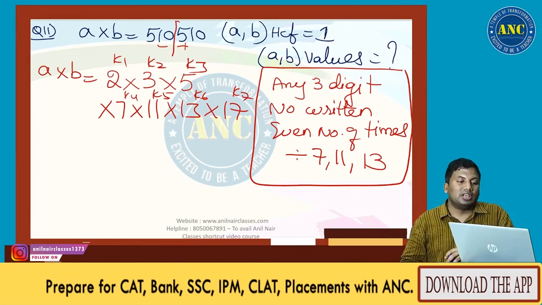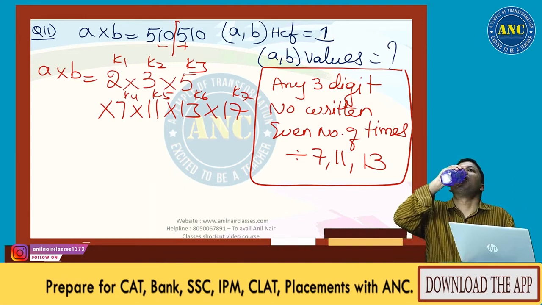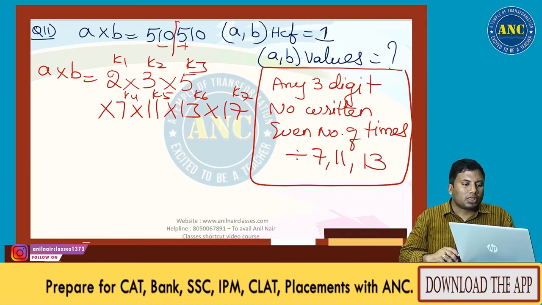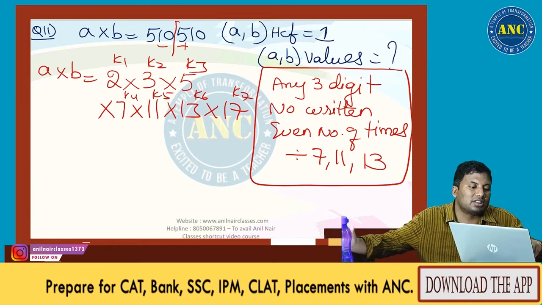Divisibility rule of 3: the sum of the digits should be divisible by 3. Any 3-digit number written an even number of times is always divisible by 7, 11, 13.